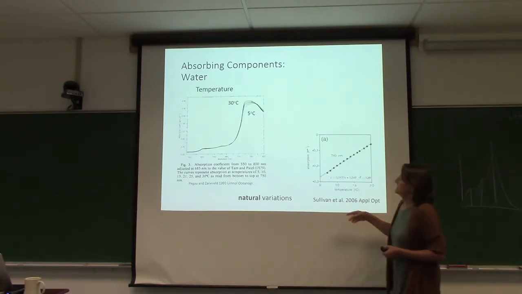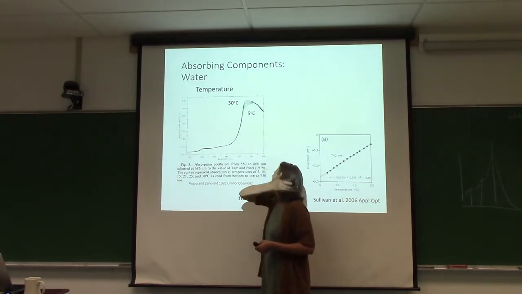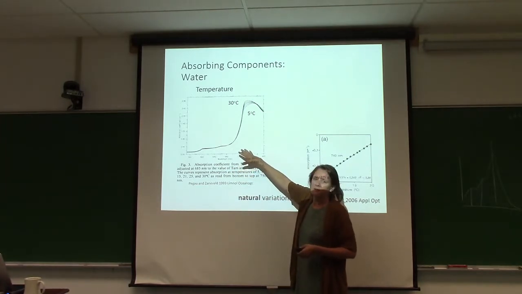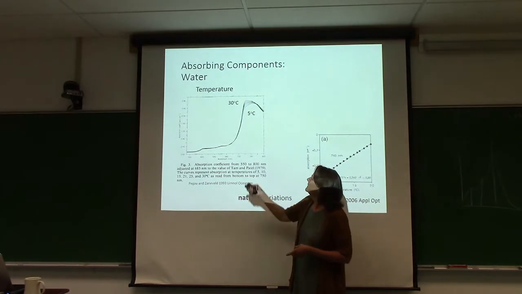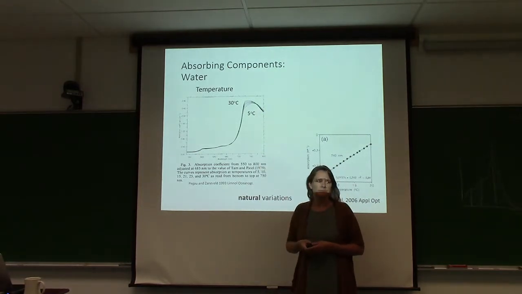One of the things that Scott Pegau and Ron Zaneveld worked on early in the 90s is looking at the absorption coefficient as a function of temperature. And it turns out that the absorption in this region here is lower when it's cold and higher when it's warm.